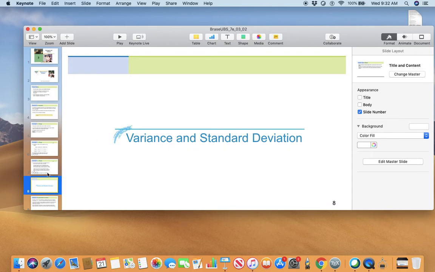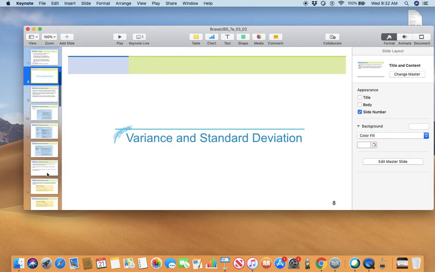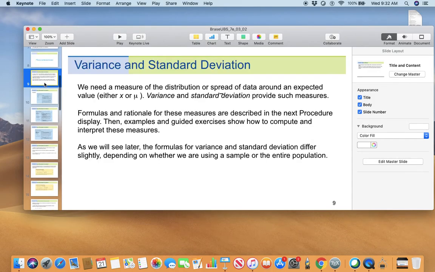Variance and standard deviation. So now we can address variance and standard deviation. We need a measure of the distribution or spread of data. So you want to measure how much your data is spread out, or the distribution of the data around an expected value.